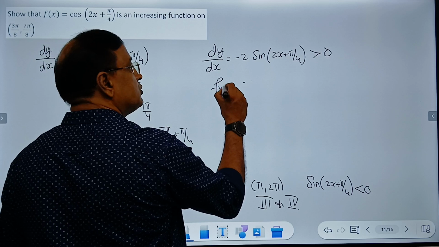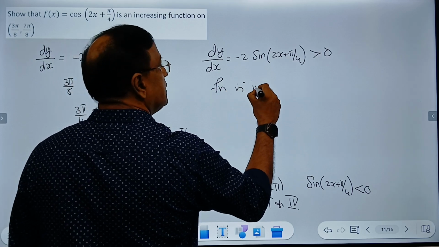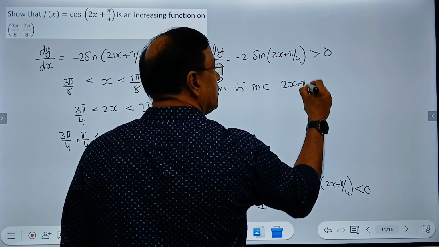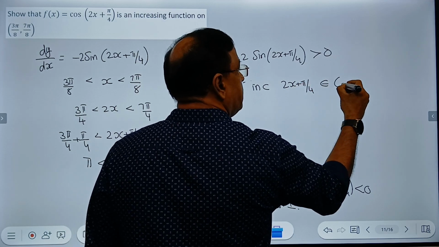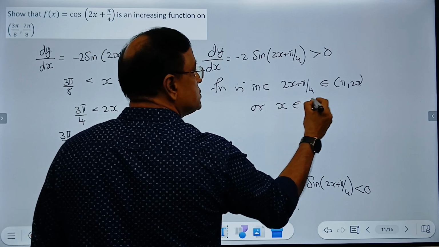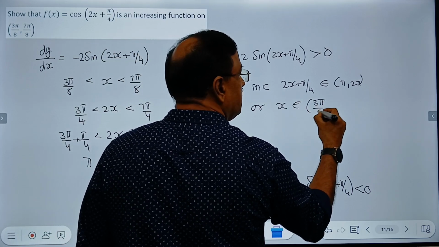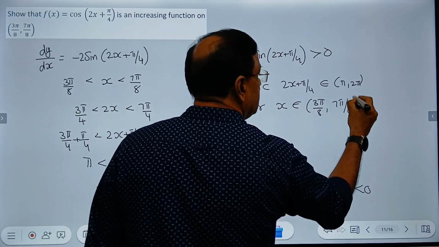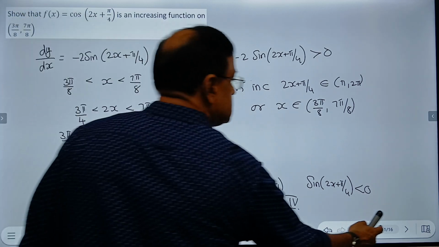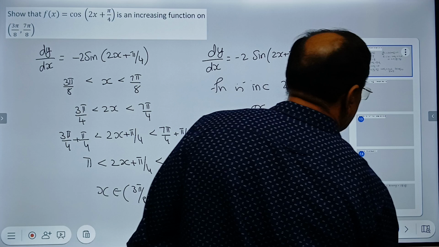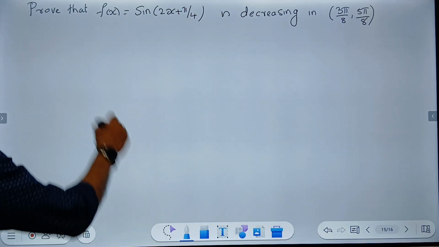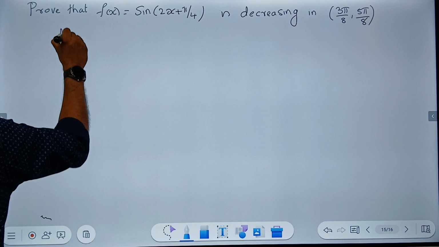Therefore, you can say the function is increasing when 2x plus pi by 4 belongs to pi, 2 pi, or you can say when x belongs to 3 pi by 8, 7 pi by 8. Easy sum, isn't it? Now let's see the next problem. I have a similar question. Let's try this.